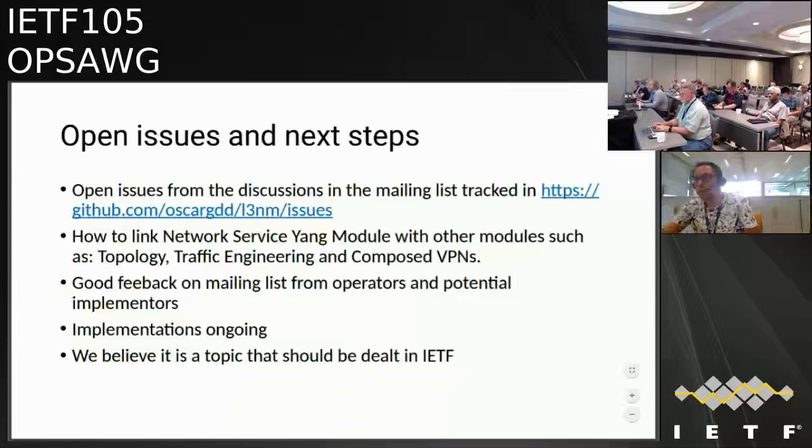So for example, how to link the network service YAML model with other modules. For example, the topology. I am assuming that the network orchestration or network controller can expose a topology, and this topology contains the PE. So maybe it's easier to just do a leafref from the network service model to those nodes in the topology. For traffic engineering, there is already an initiative in TEAS to map the service to the set of tunnels that might compose it. So I think if we go for this approach, we need to link with that work. And also the composed VPNs, which goes for more complex multi-operator VPN scenarios.